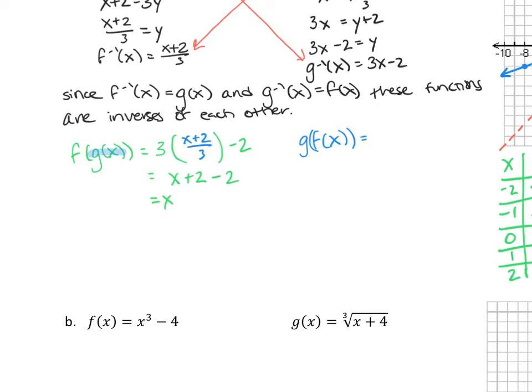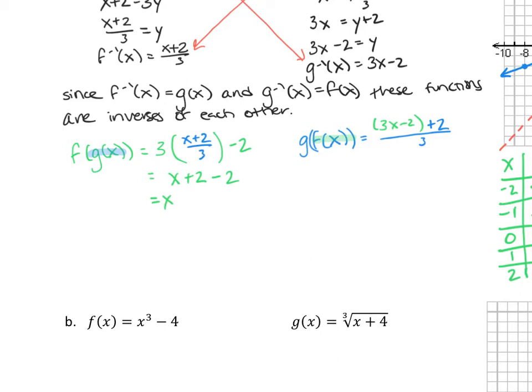g of f of x means that we are putting f of x inside of our g of x function. So this is going to be (3x - 2 + 2)/3. We are plugging in f of x inside g of x.